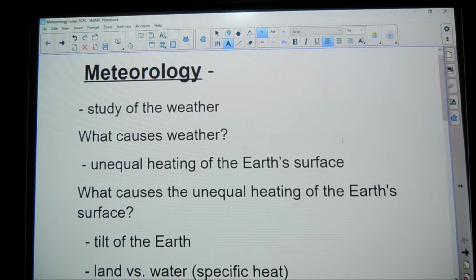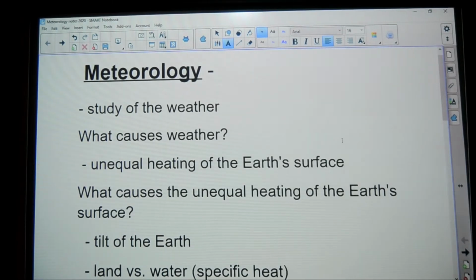Here we are at meteorology, which is your last unit. So with this one, meteorology is the study of weather. So what actually causes weather? Well, weather is caused by an unequal heating of the Earth's surface. Well, what causes the Earth not to heat equally?